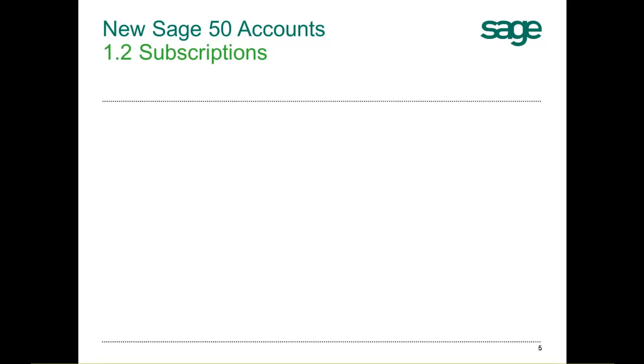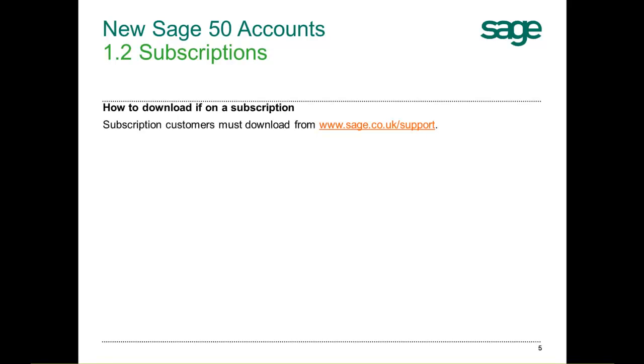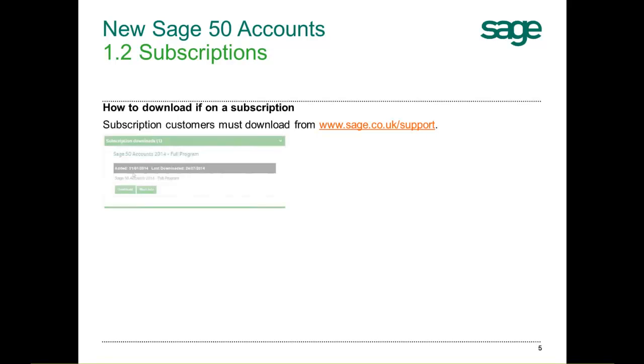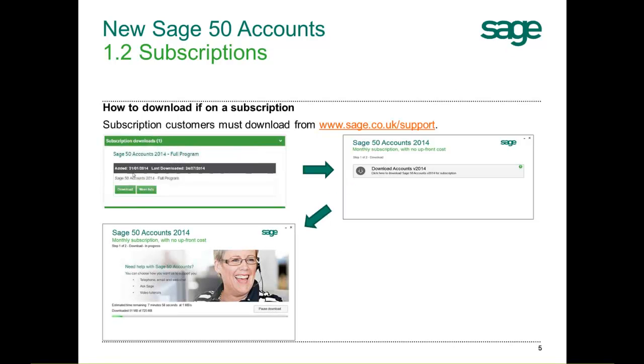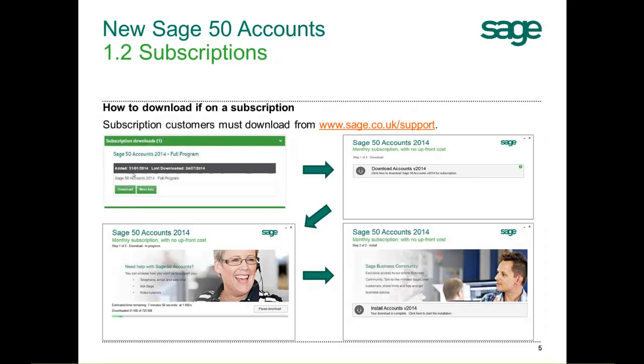So how will you be able to download the product? Now, if you are on a subscription, when you log into the Sage Support website, you can download it from there, and it'll be available within the full program section. Now, if your clients are on a monthly subscription, they won't get a disc. They need to download the product from the support site. Once you log in, you will be able to go into the monthly subscription area, select the product you need, and in this case it will be Sage 50 Accounts 2014, and then select download. Once it's downloaded, you will be able to view the install accounts version 2014 file, and then carry out the installation.